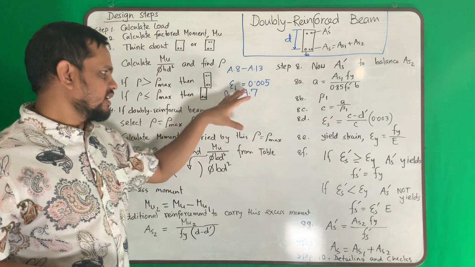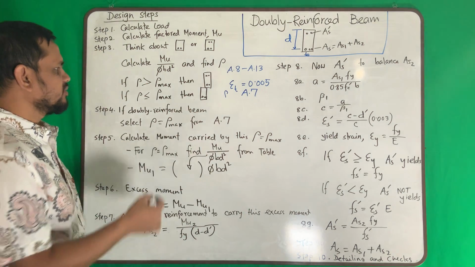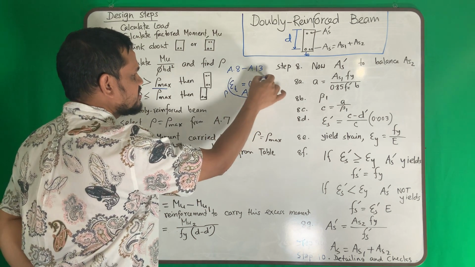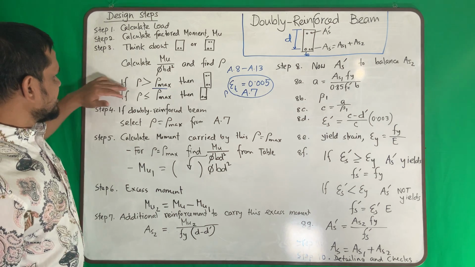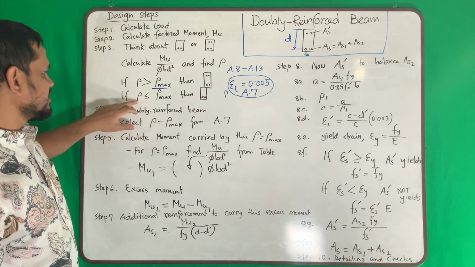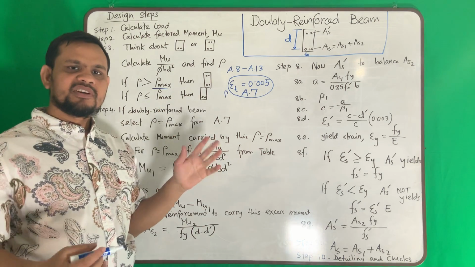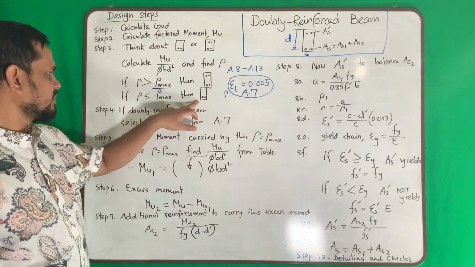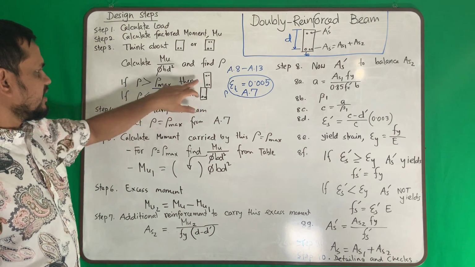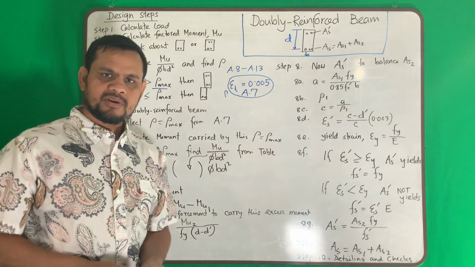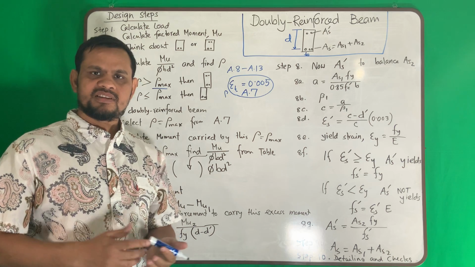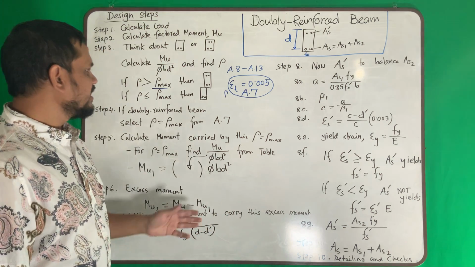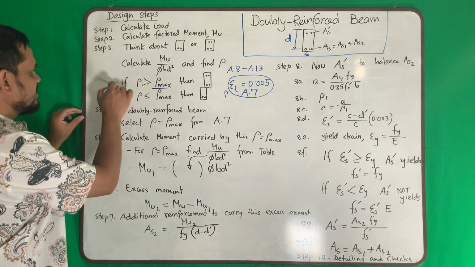Actually, theoretically, that is not rho max. But we assume rho max is the rho at which your tensile strain is 0.005. Okay. So if it is greater than this, then it is doubly. If it is smaller than the rho max, that means whatever reinforcement you need is less than the max. So it is singly reinforced beam. Now, if it is singly reinforced beam, what to do? Whatever you learned in your singly reinforced beam design, whatever you did earlier, that is good enough. If it is doubly, then what to do?